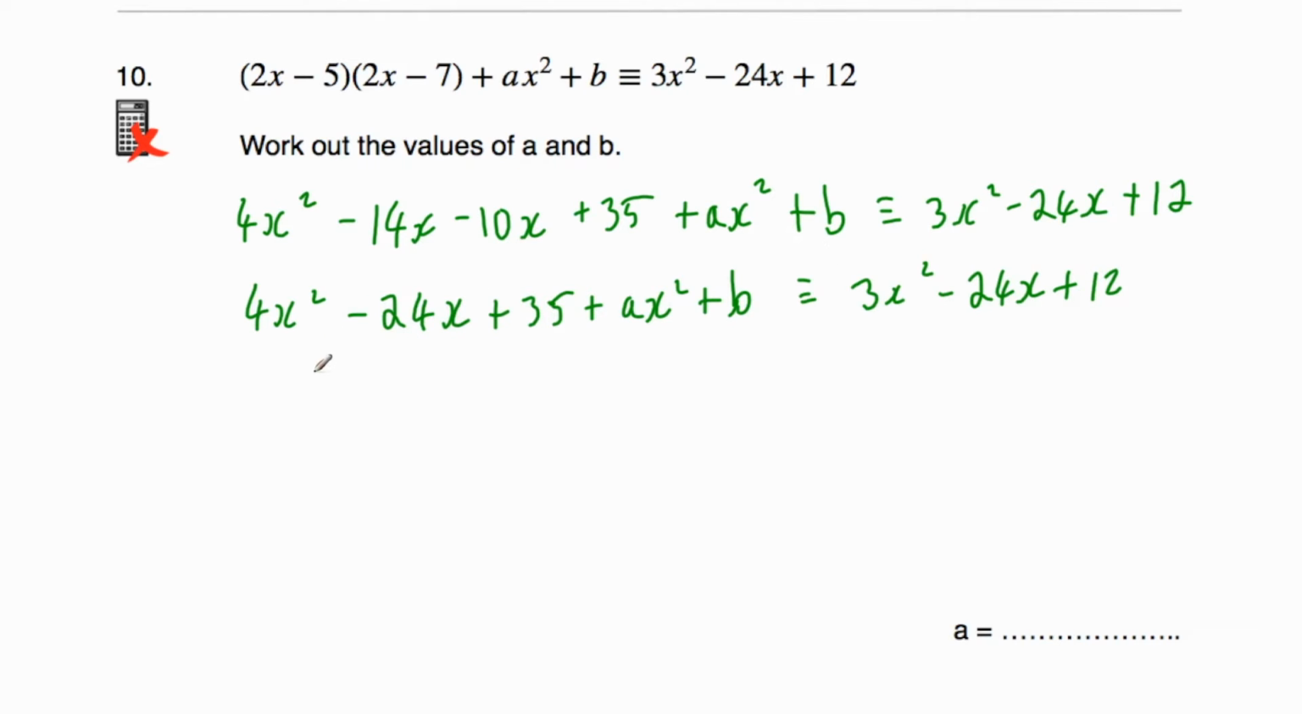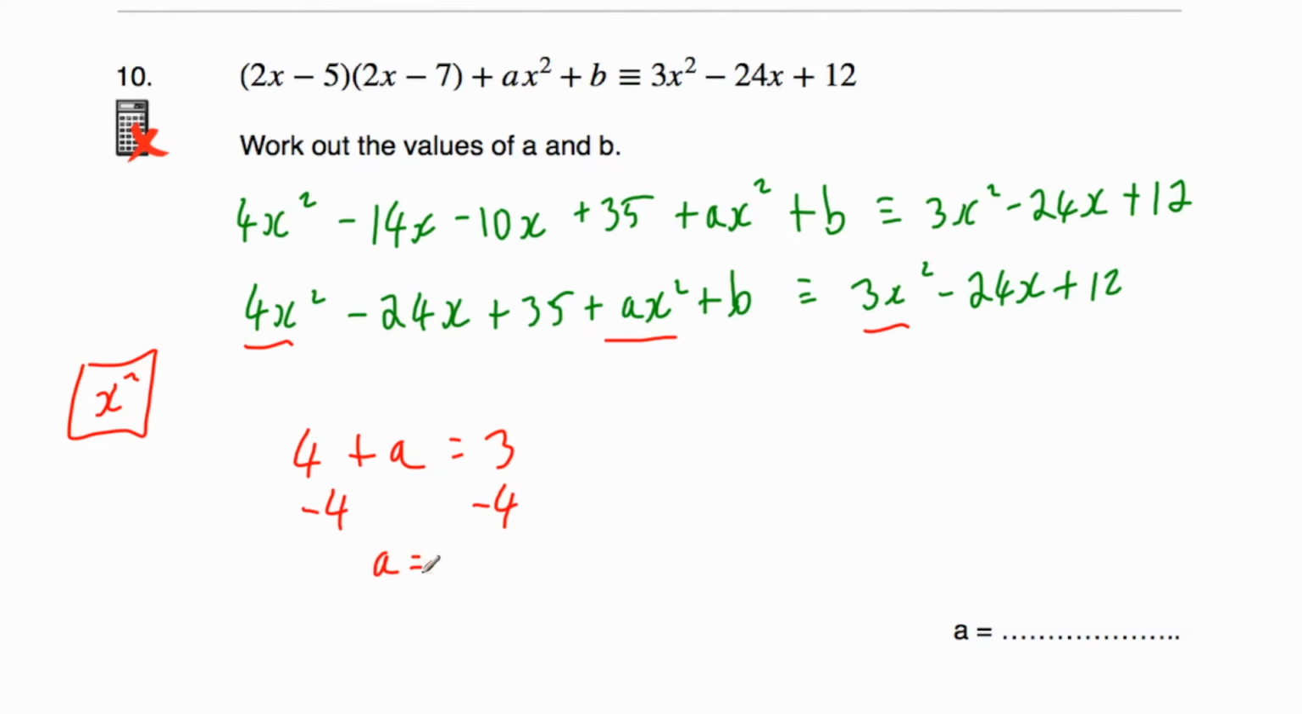So let's start off by equating our coefficients, and let's start with the coefficients of x squared. I'm going to change the ink to red. We've got 4x squared plus ax squared on the left hand side, and on the right hand side we've got 3x squared. So if we equate the coefficients, we've got 4 plus a is equal to 3. Let's solve this for a. Minus 4 and minus 4, so we'll be left with a equals 3 minus 4, which is minus 1. So a is equal to negative 1.